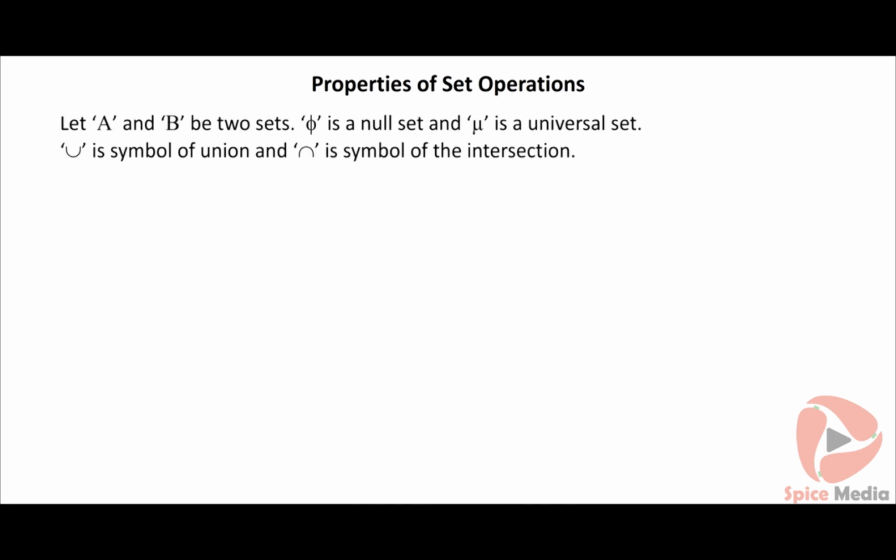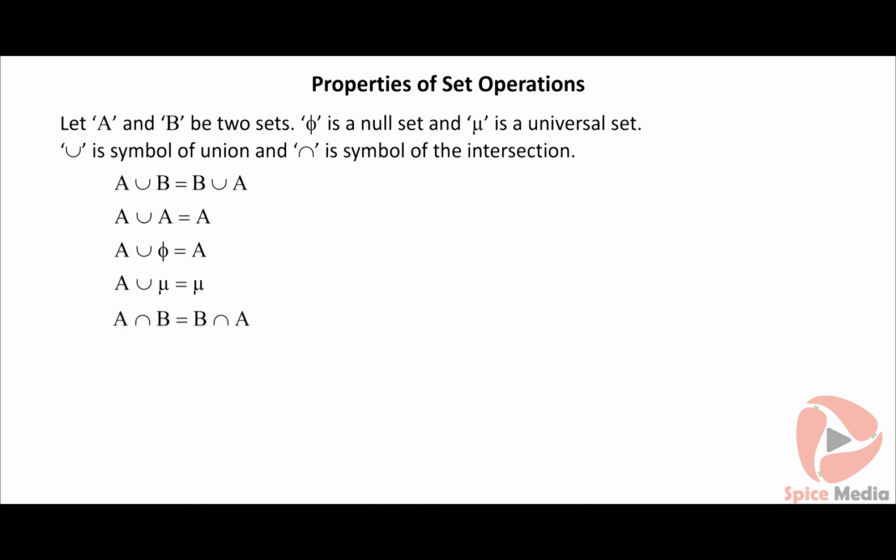Let A and B be two sets. Phi is a null set and mu is a universal set. The symbols for union and intersection are as given. A union B is equal to B union A. A union A is equal to A. A union phi is equal to A. A union mu is equal to mu.